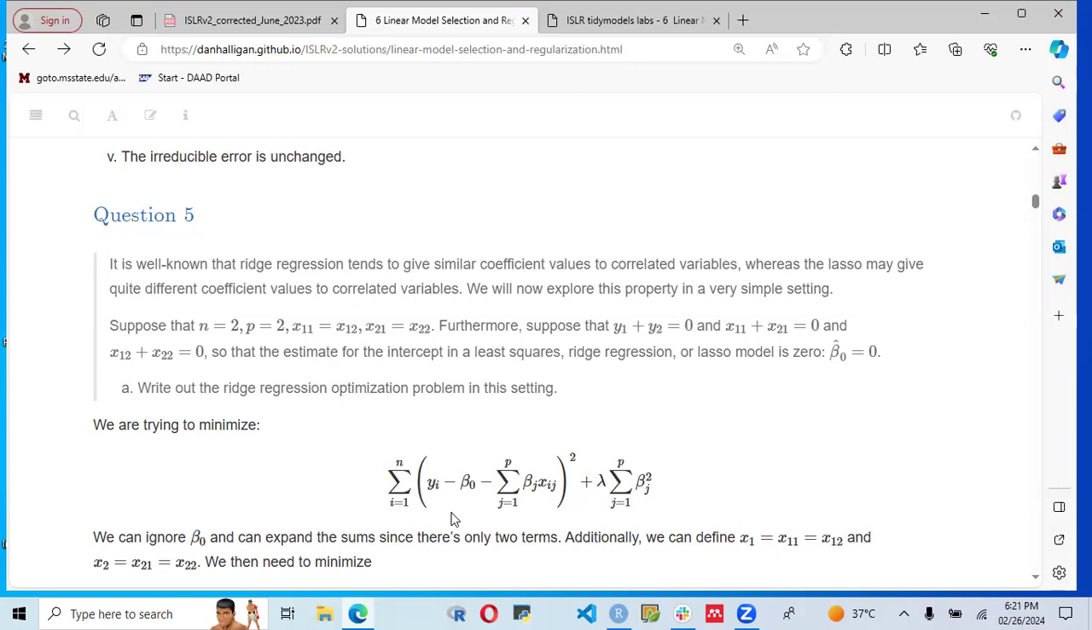Suppose that n is equal to 2, the number of predictors p is equal to 2, x11 is equal to x12, x21 is equal to x22. Furthermore, suppose that y1 plus y2 is equal to 0, x11 plus x21 is equal to 0, and x12 plus x22 is equal to 0, so that the estimate for the intercept in a least squares, ridge regression or lasso model is 0. So the estimate for beta 0 is equal to 0.